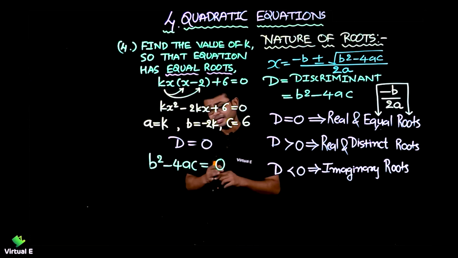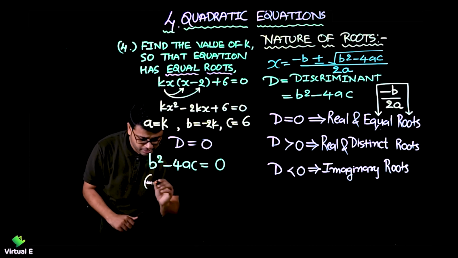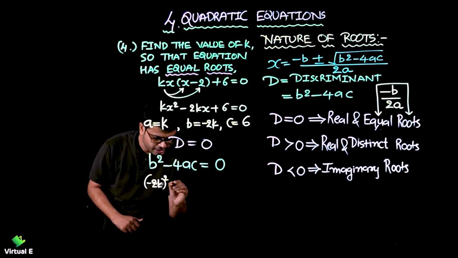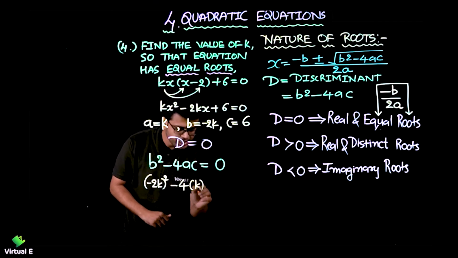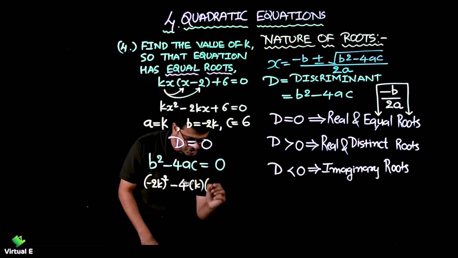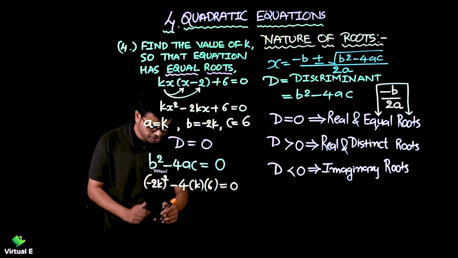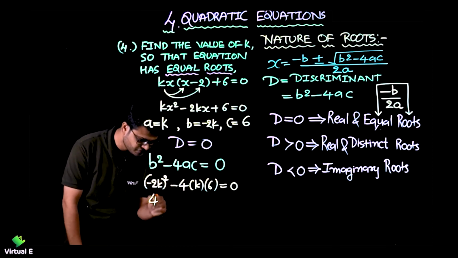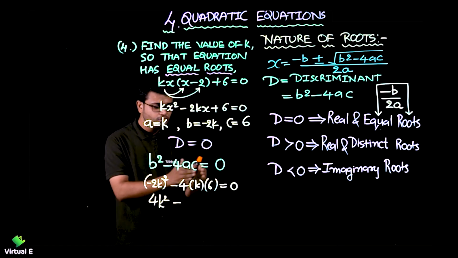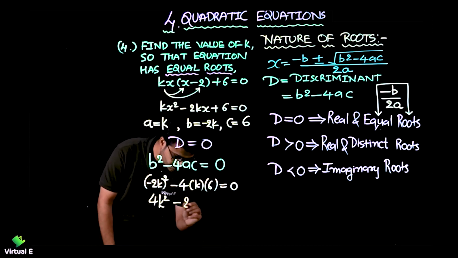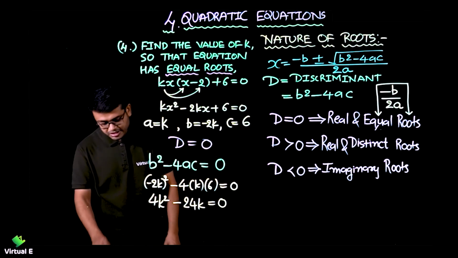Simple. Let's substitute the values. What is the value of b, which is minus 2k, whole square, minus 4 as it is. What is the value of a, which is k? What is the value of c, which is 6, is equal to 0. Let's do the simplification. Square of minus 2 is plus 4, square of k is k square, minus 4 times 6 is 24, and k as it is, 24k is equal to 0. Now think about this equation before we solve.